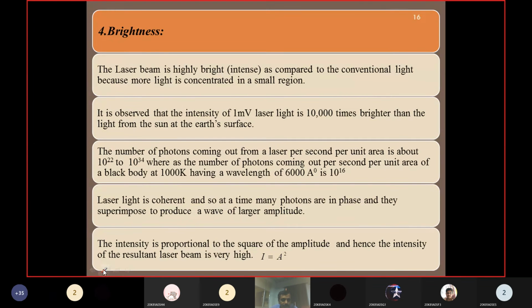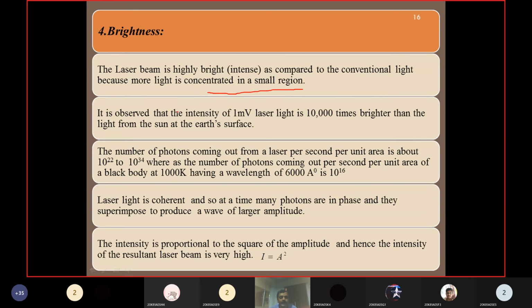Okay, see here, we already discussed directionality. Directionality is very high, so the beam does not spread over much distance, so the intensity is very high even after traveling large distances. Compared to conventional light, lasers have very high brightness, because the light is concentrated in a small region.